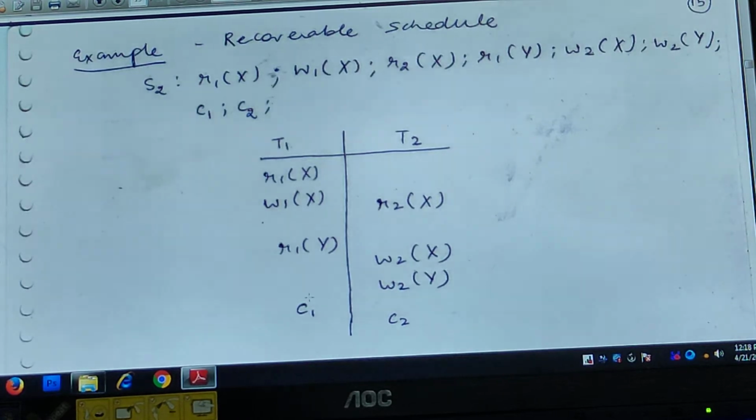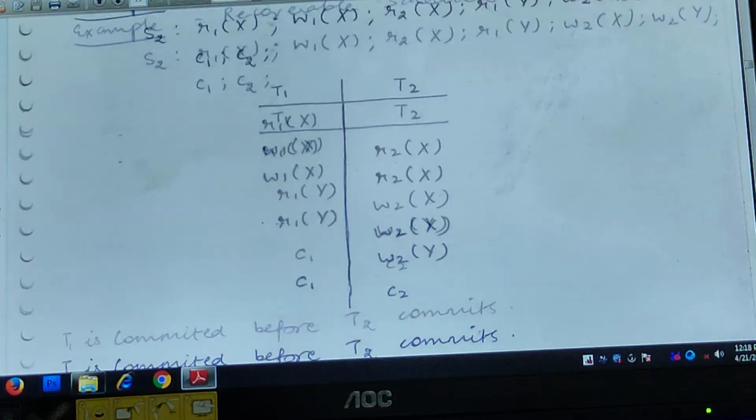Now you can see the commit operation C1. C denotes the commit operation. Although T2 is reading a value of data item X that T1 has written to the database, the commit operation of T1 is before the commit operation of T2, so we say that it is a recoverable schedule. Because T1 has already committed, there is no chance of its failure, so T2 will read a valid value of data item X. So this is a recoverable schedule.